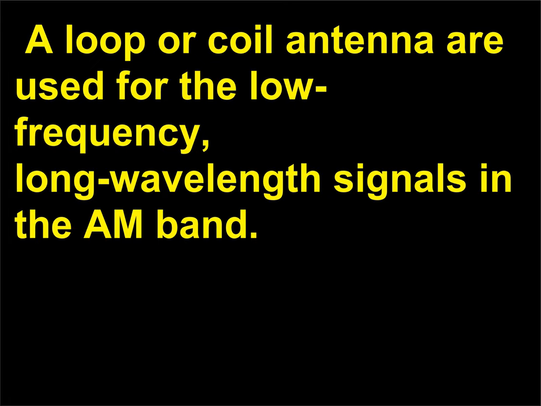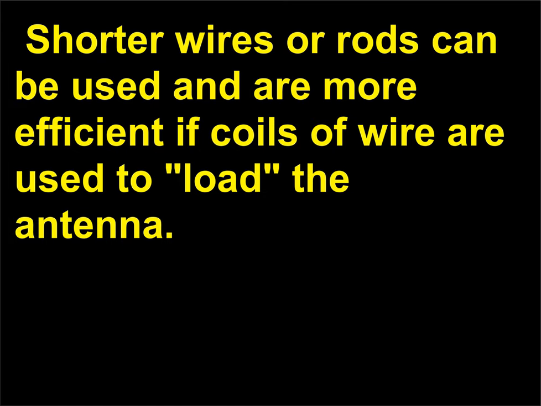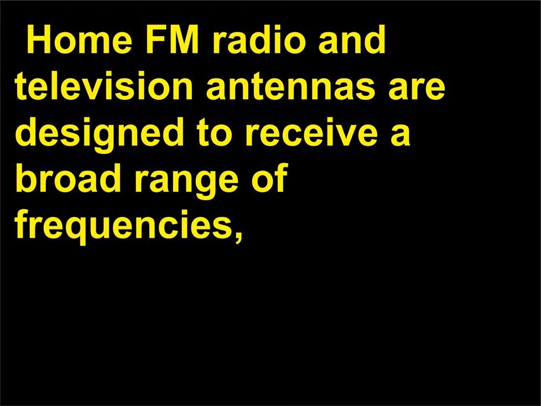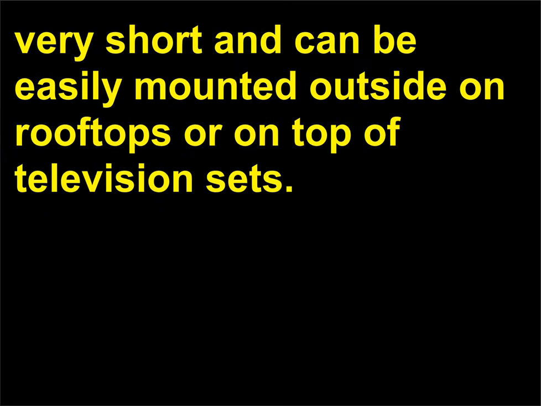A loop or coil antenna is used for the low frequency, long wavelength signals in the AM band. A half wavelength straight wire antenna would be over 100 meters long. Shorter wires or rods can be used and are more efficient if coils of wire are used to load the antenna. Home FM radio and television antennas are designed to receive a broad range of frequencies, but with less sensitivity. Antennas for the ultra-high frequencies used in digital high-definition televisions are very short and can be easily mounted outside on rooftops or on top of television sets.